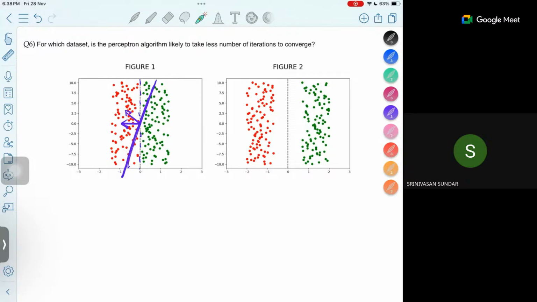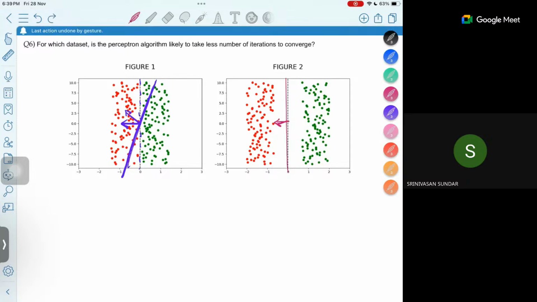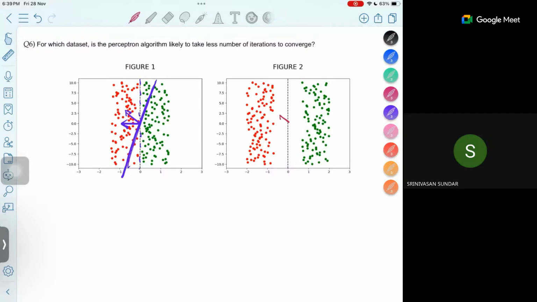Okay, but now look at this particular data set, the second one. Of course, here also this seems to be the best possible choice of W. I agree with that, and ideally that is the best W that you want. But perceptron is not searching for the best possible W, it is searching for any feasible W. So let me say that I come up with some W like this, and this W comes up with a decision boundary like this.